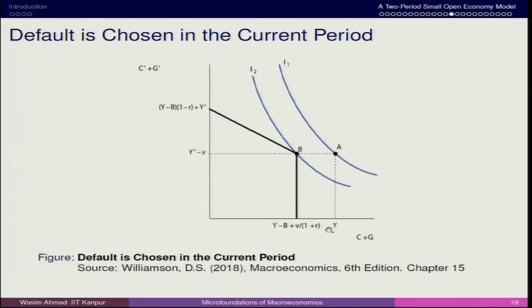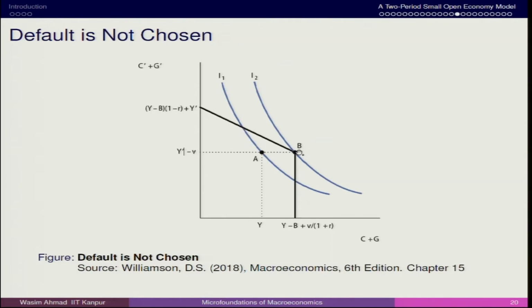In the same way, when I see here Y minus B, here we have Y minus B multiplied by 1 plus R plus Y transpose, and here you have Y minus B, here you have V upon 1 plus R. So, this is coming from here, it is not just the minus. So, here we have Y minus B plus V upon 1 plus R. The country would like to be at A, but it would like to enjoy point B, because this is the no default scenario. So, this is how it mentions.